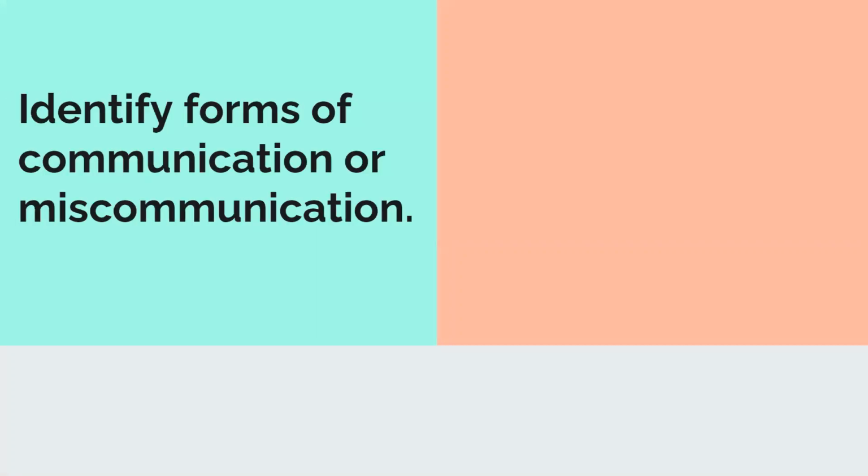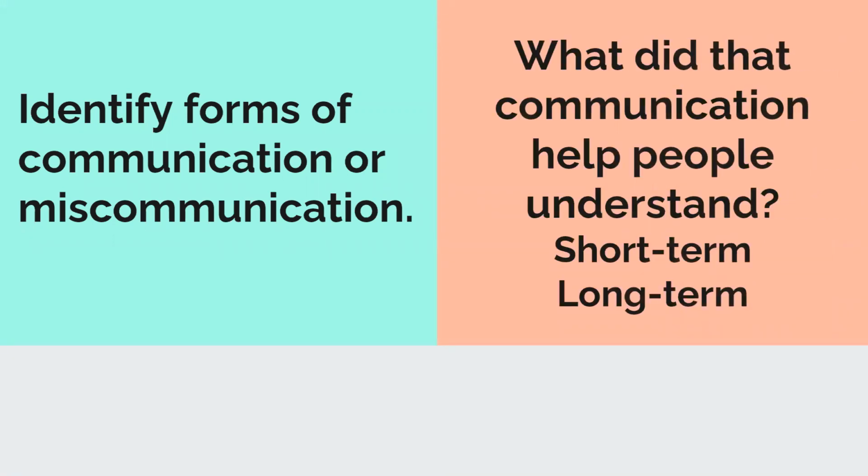So when we're looking at the theme, there are some big important pieces to remember, right? The first part is that communication history. You need to identify the forms of communication or miscommunication. The next part of the theme is, what did that communication help people understand? And that's part of the short term and the long term.